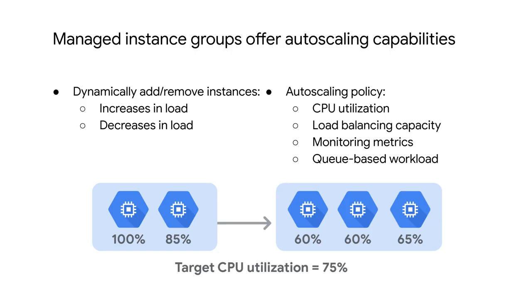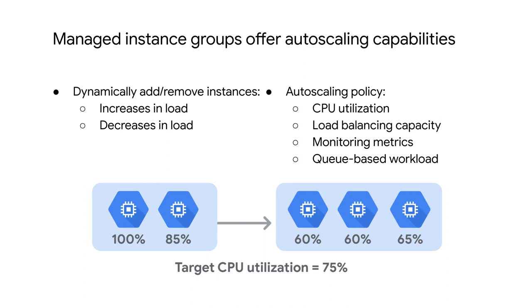For example, let's assume you have two instances that are at 100% and 85% CPU utilization as shown on this slide. If your target CPU utilization is 75%, the autoscaler will add another instance to spread out the CPU load and stay below the 75% target CPU utilization. Similarly, if the overall load is much lower than the target, the autoscaler will remove instances as long as that keeps the overall utilization below the target.